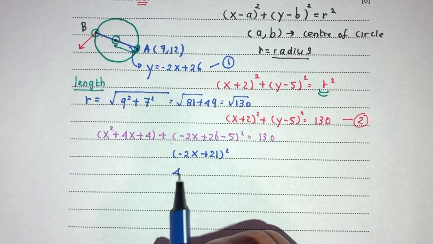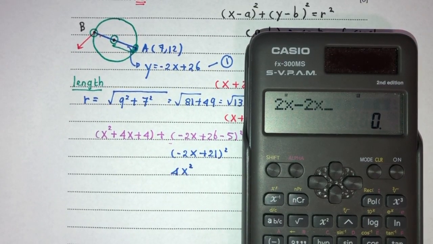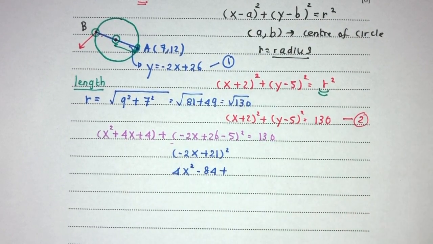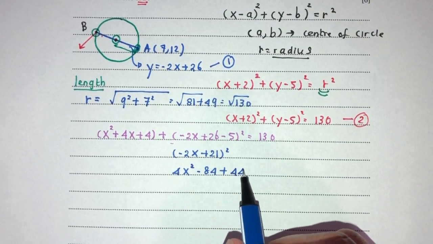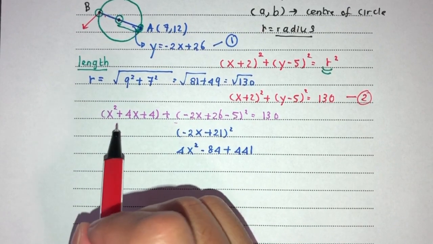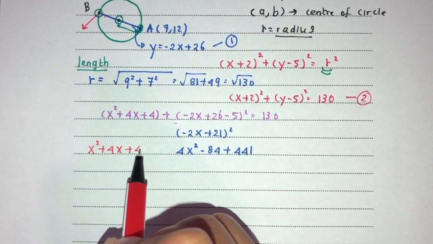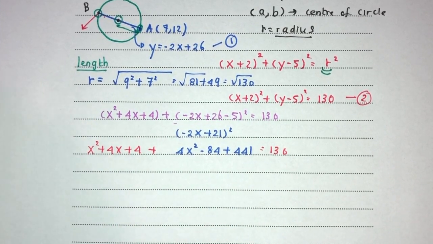That should become 4x squared. That will become 2 times minus 2 times 21, which is minus 84x, and plus 21 squared is the value of 441. Now replace everything back. So that should become x squared plus 4x plus 4 plus 4x squared minus 84x plus 441 equals 130. Now we have to simplify this whole equation and see what happens.